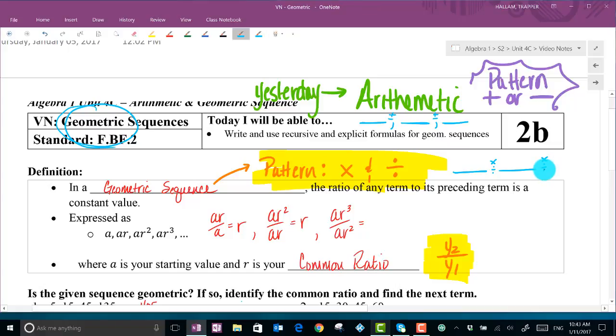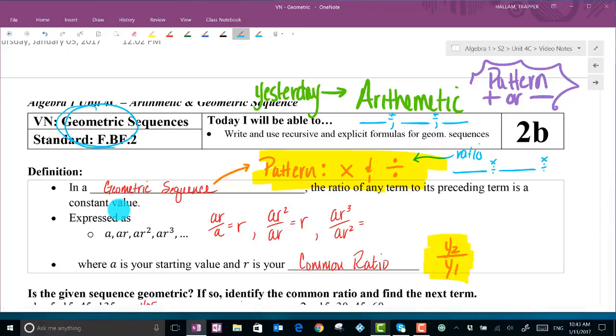The term that we like to use for multiplication and division is generally called a ratio, meaning it's both. So when I use the term ratio, I'm going to refer to it either being multiplied or divided. A geometric sequence, by definition, is one where the ratio of any term to its preceding term is constant. It should be the same ratio each time. That's what makes it a pattern.